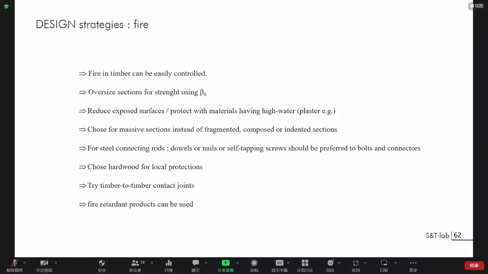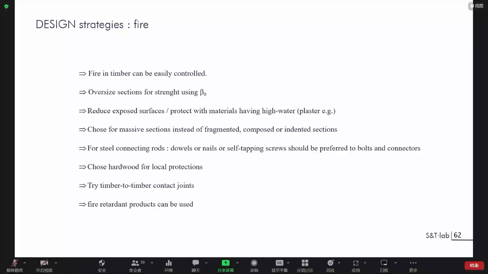So what could be the summary of the design strategy against fire? Fire in timber can be easily controlled. You can oversize the section using this beta coefficient that I showed just before. You have to reduce the exposed surface or choose a more massive section, and you can protect the timber with material having a high water content, such as lime, for instance.